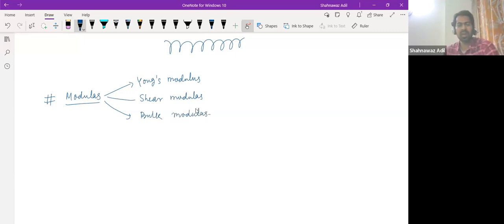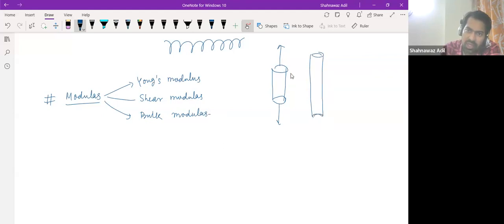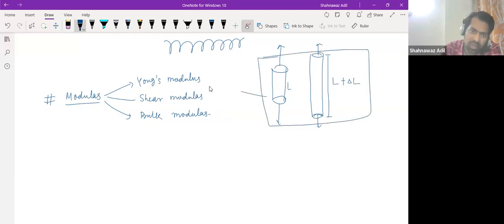So let's say you have this cylinder and you are applying the force in this direction. It will stretch, right? In this case, you will only have a change in length in one direction. Let's say the initial length is this, and after that the change would be delta. So this kind of stress will give you Young's modulus.